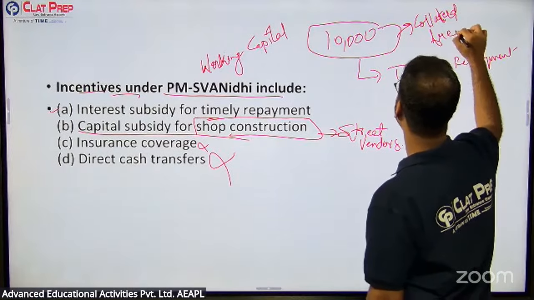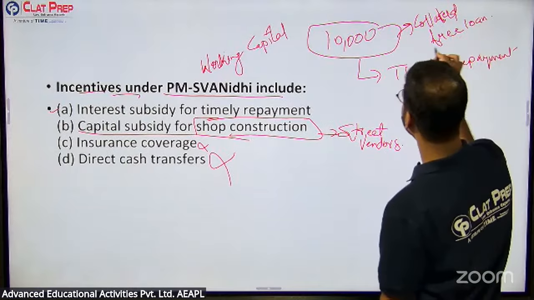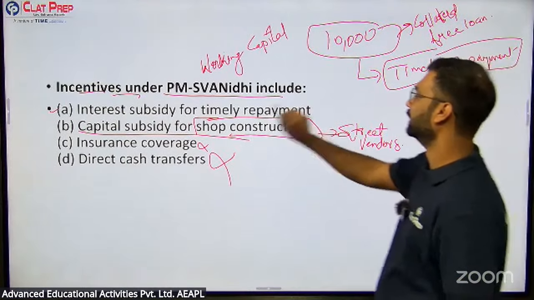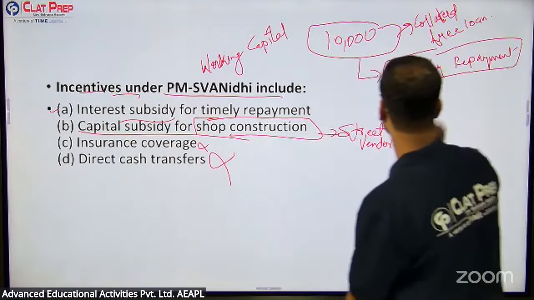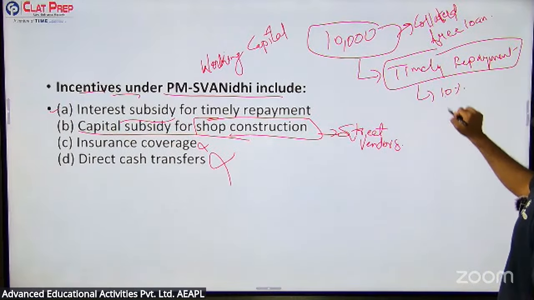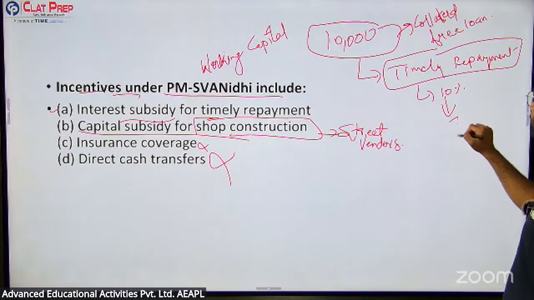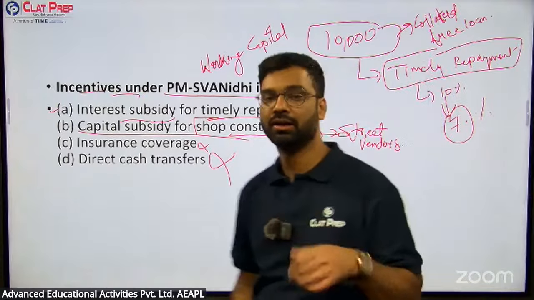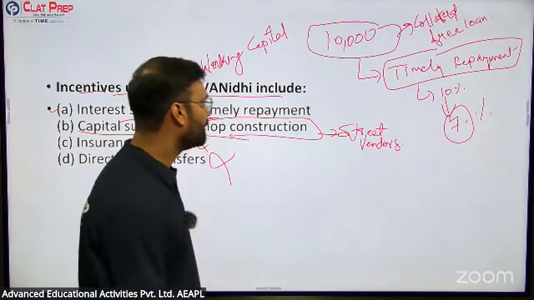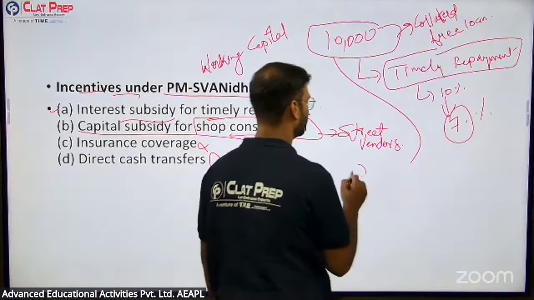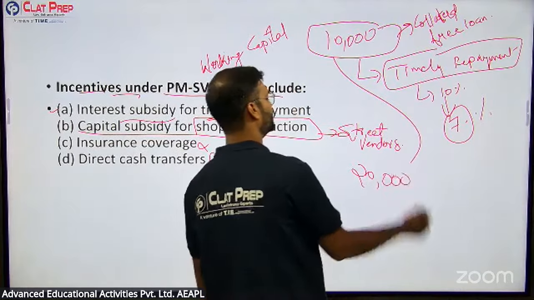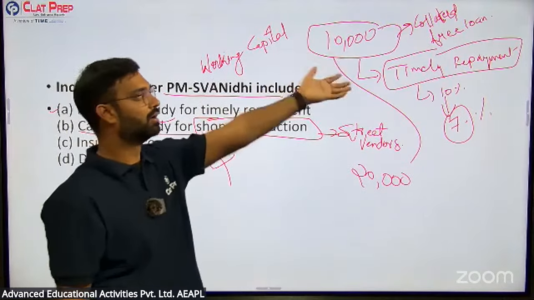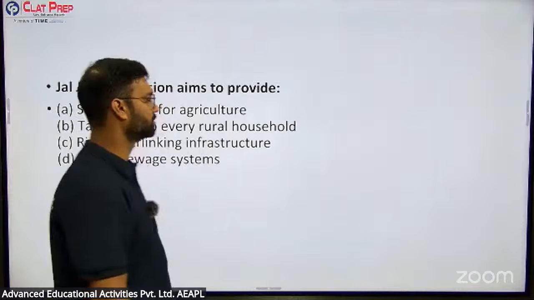It's a collateral-free loan. And if you repay it on time, you will get an interest subsidy. So instead of, let's say, 10% interest, the interest imposed on timely repayment would be, let's say, 7%. So you will get a 3%, 4% interest subsidy depending on the timely repayment. Also, if you repay it on time, the limit can be increased to, let's say, 20,000. So next time you can take a loan of 20,000. So on timely repayment, your limit under the Swanidhi scheme also increases.